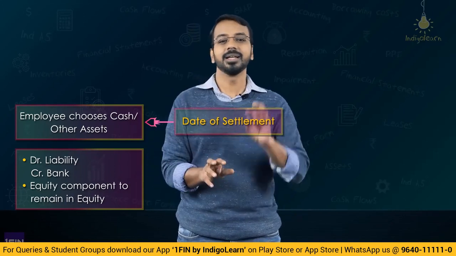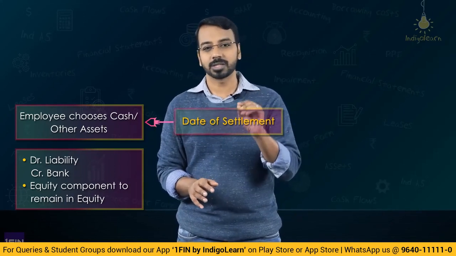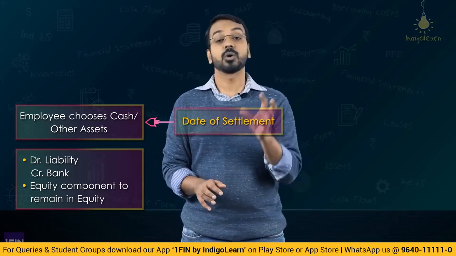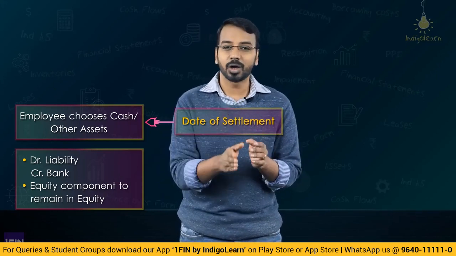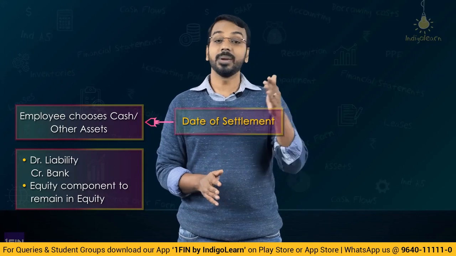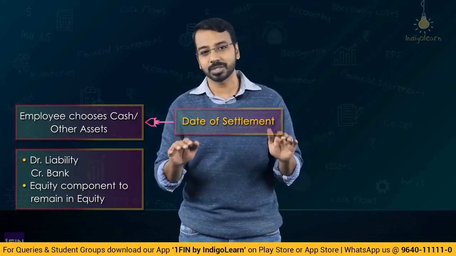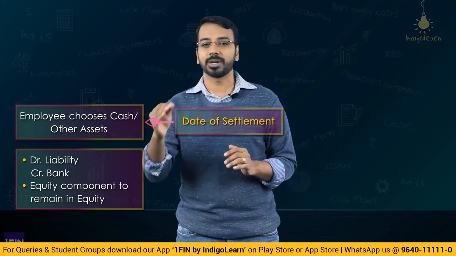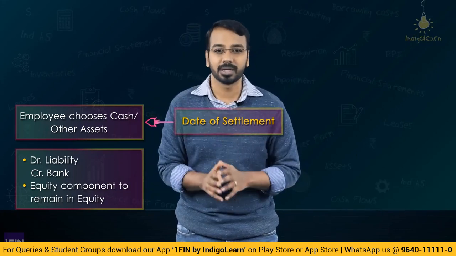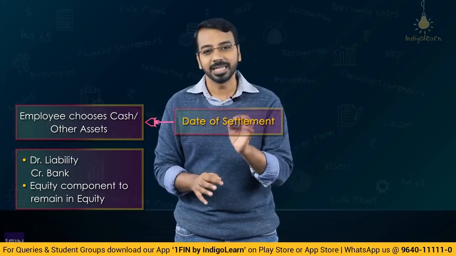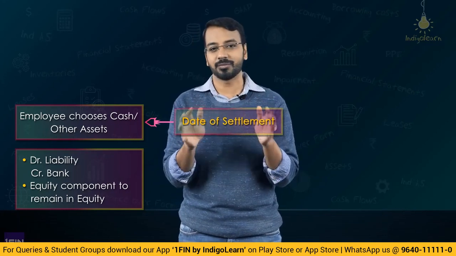So on the settlement date, say for example, the fair value of the SAR remains to be rupee 1. The employee will take 1000 rupees. You will debit liability by 1000 and credit bank by 1000. So liability becomes 0. What happens to the equity component of 100? That equity component of 100 will remain in the equity itself. Okay, so that is the first scenario.